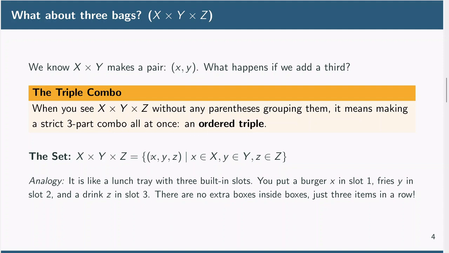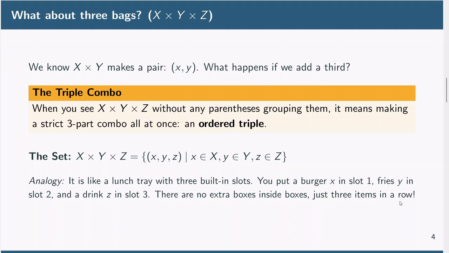The set is beautifully written like this. The set of all possible triples x, y, z such that x comes from bag X, y comes from bag Y, and z comes from bag Z. To help picture this, imagine a lunch tray with 3 built-in slots. You put a burger, x, in slot 1, some fries, y, in slot 2, and a drink, z, in slot 3. There are no extra boxes hidden inside other boxes. It's just 3 items sitting perfectly in a row.